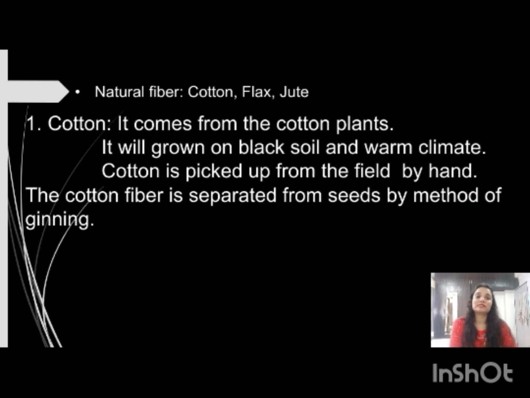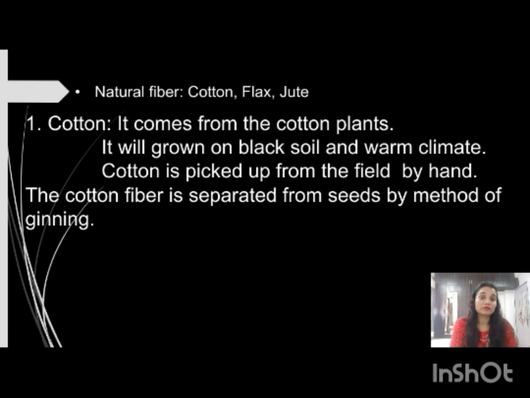First we will see cotton. It comes from the cotton plant. The cotton plant has cotton balls. It is the fruit of that particular plant, and it grows in black soil and warm climate. An excess amount of heat or too little heat is not suitable for the cotton plant.